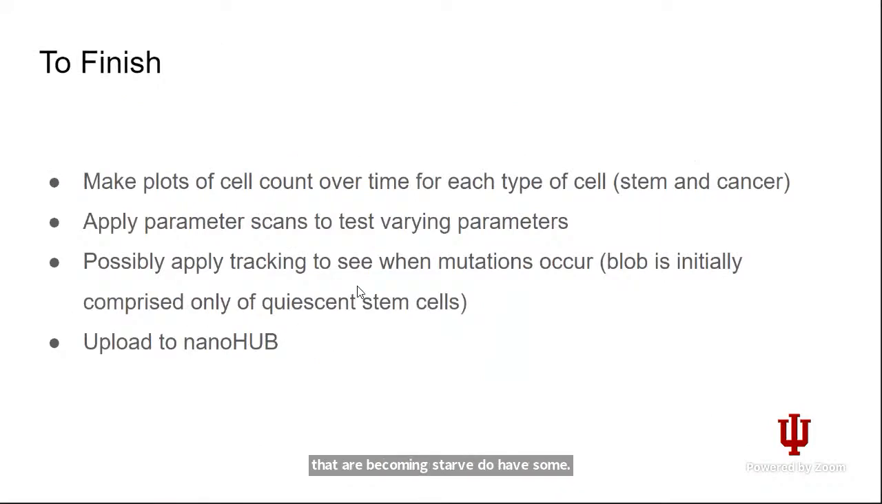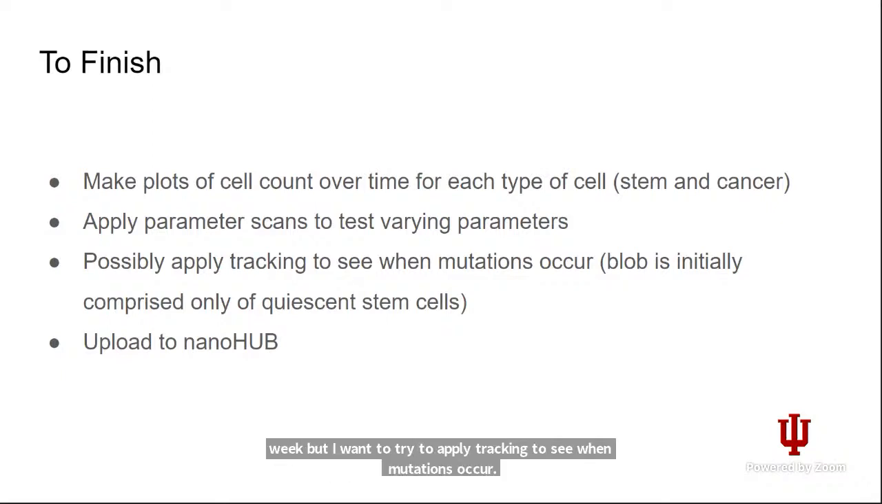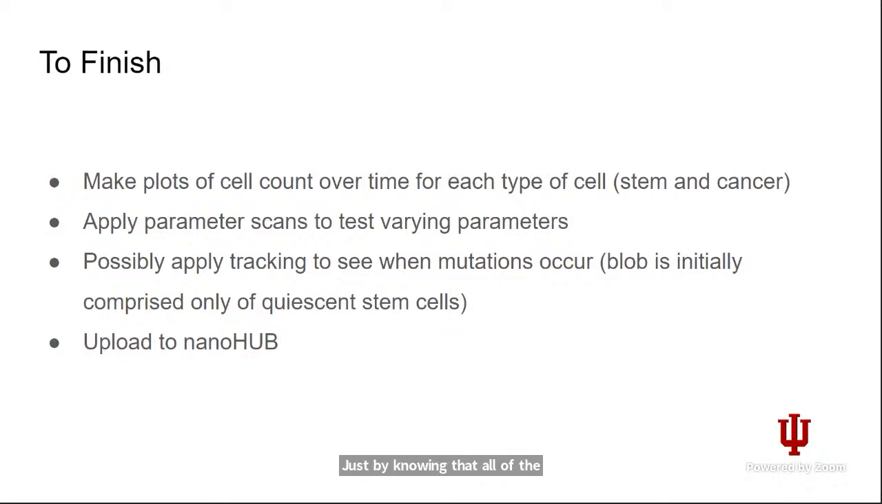And then to present my data better for the presentation, I want to make plots of the cell count over time for each of the types, like the quiescent, proliferative, and necrotic cells, stem and cancer cells, and then do parameter scans to test varying parameters. And then I don't know if I'll have it done for next week, but I want to try to apply tracking to see when mutations occur, just by knowing that all of the tumor cells start out as quiescent stem cells, maybe just track how long it takes for them to move on to a different type, and then upload to NanoHub. And that's all.